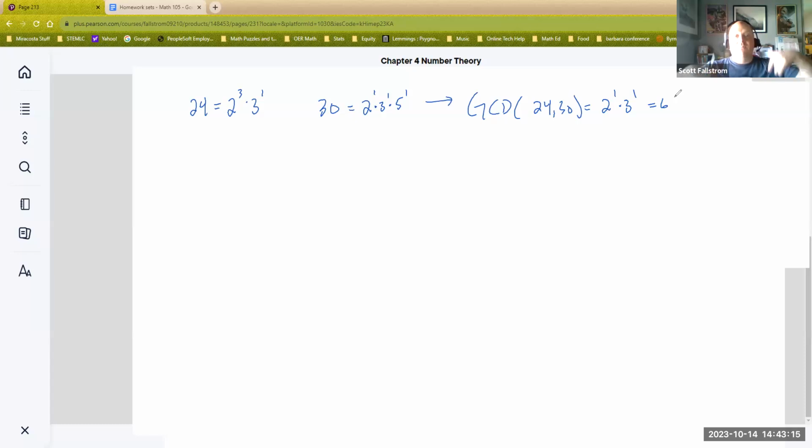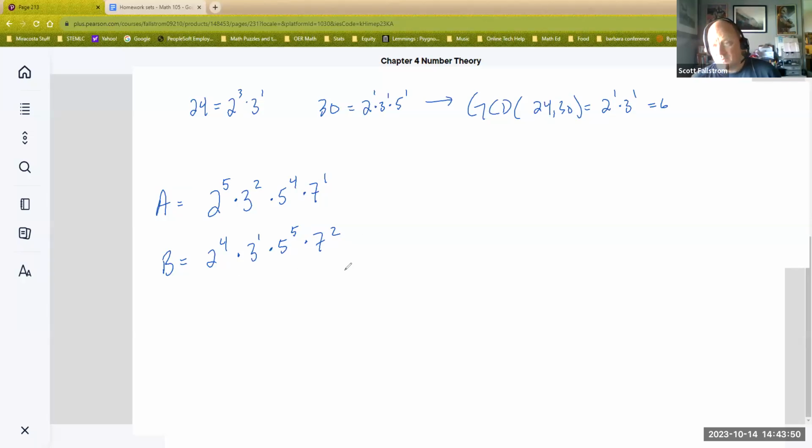Okay, so now let's go with bigger numbers then, shall we? We can choose numbers and then prime factor. For this next example, I'm just going to give you the prime factorization to save us a little bit of time. So now let's say I had 2 to the fifth, 3 squared, 5 to the fourth, and 7 to the first. That's my first number. And my second number is 2 to the 4th times 3 to the 1st times 5 to the 5th times 7 squared. Big numbers. This would take a while to find the prime factorization if we had them all multiplied out. They'd be pretty big numbers.